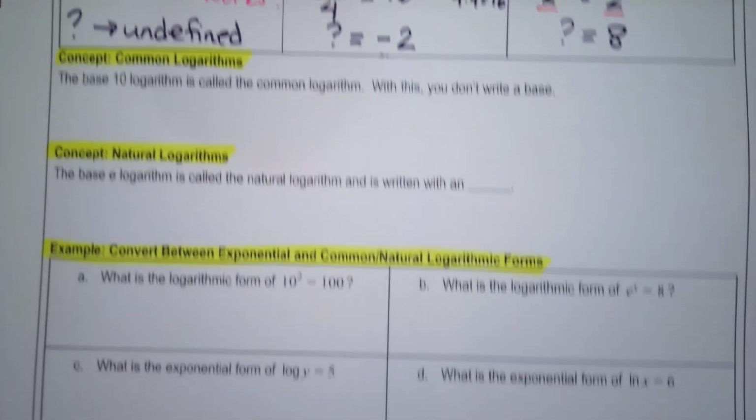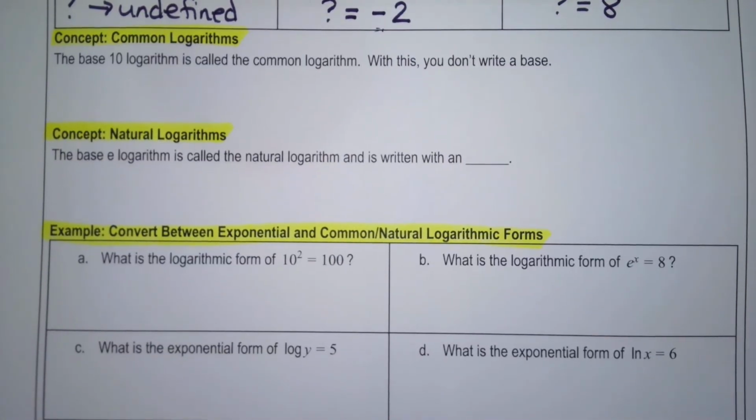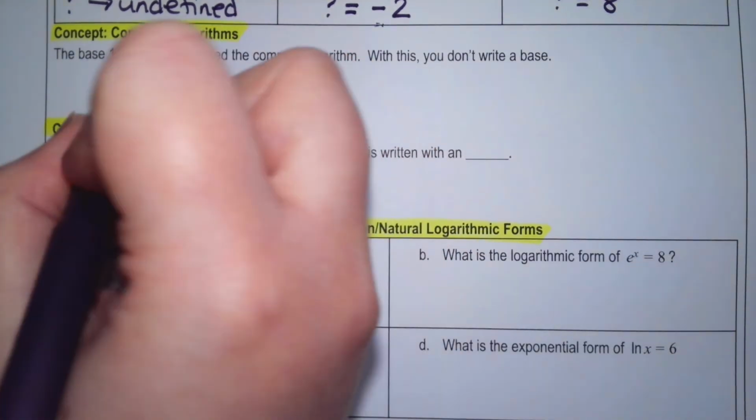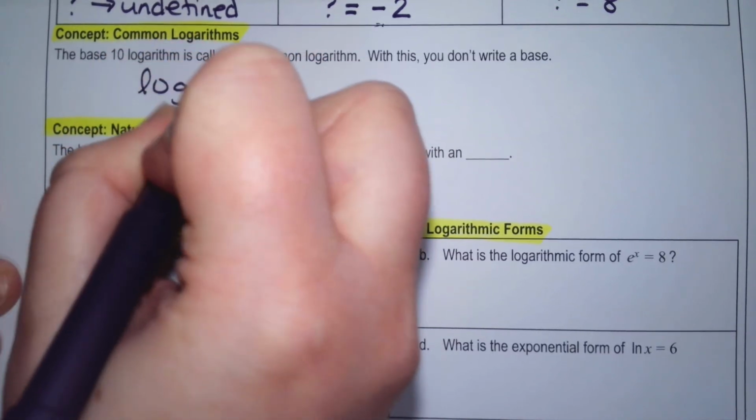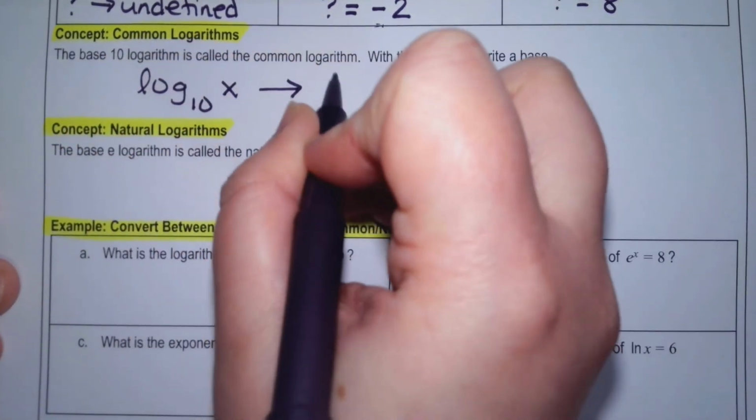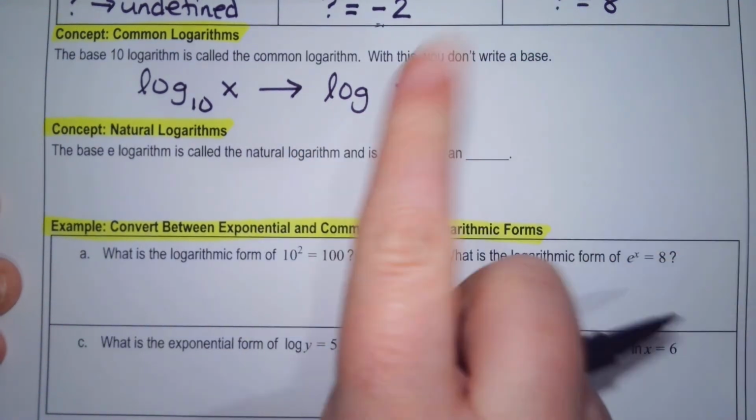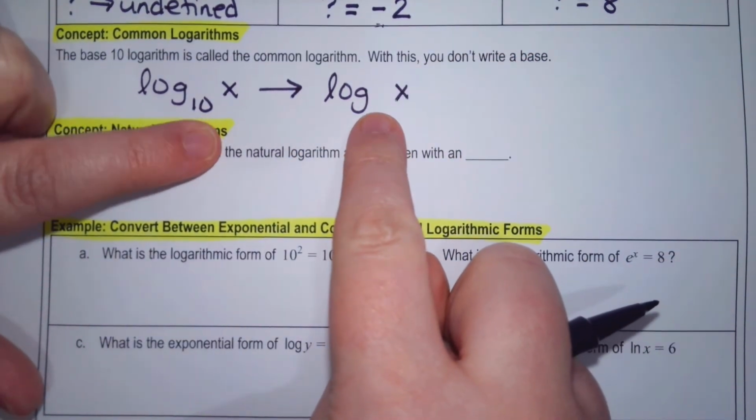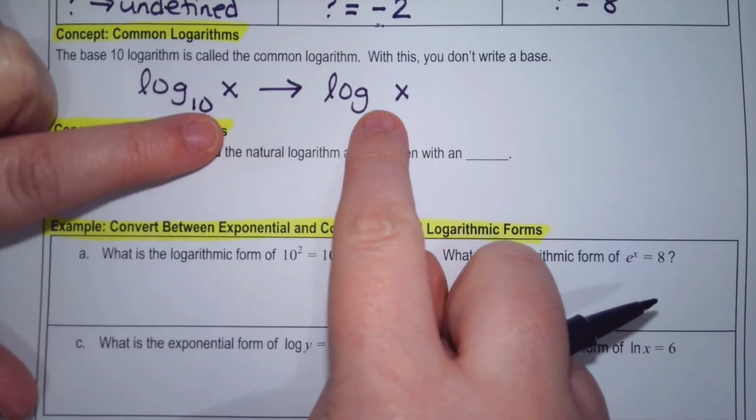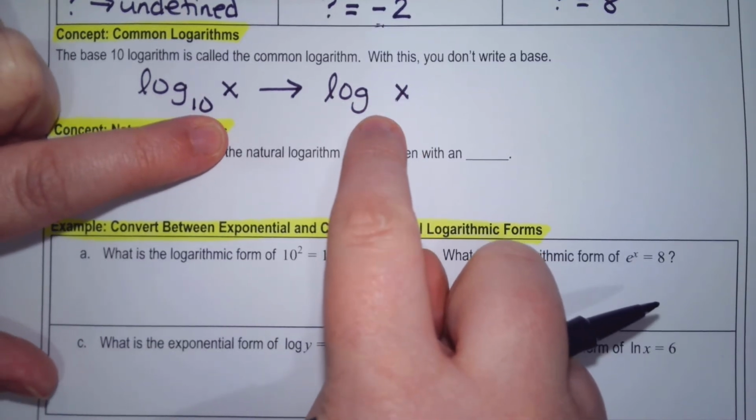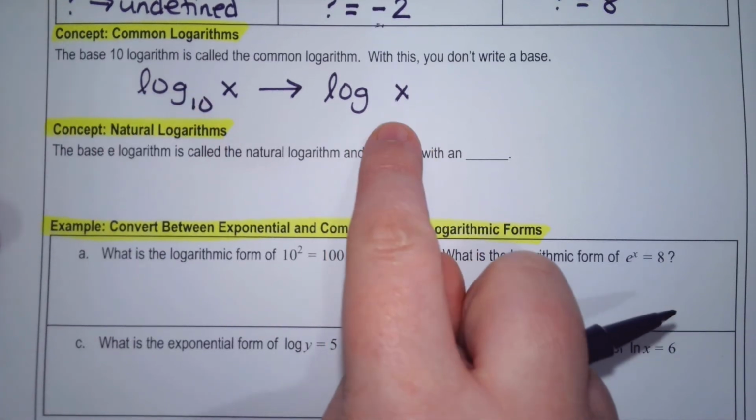All right. Now we need to talk about 2 different types of logarithms that you're going to encounter. The first is called a common logarithm. So the base 10 logarithm is called the common log. With this, you don't write a base with the log. What this means is log base 10 of x, we would actually write as just log x. So as you can see, there is no base, but think of it as like an invisible 10 is here, okay? We just don't have to write it.